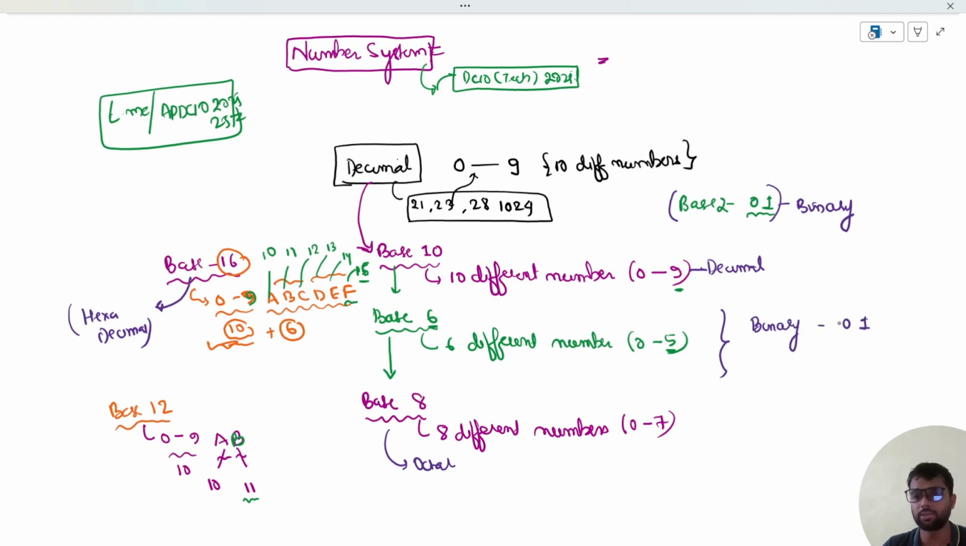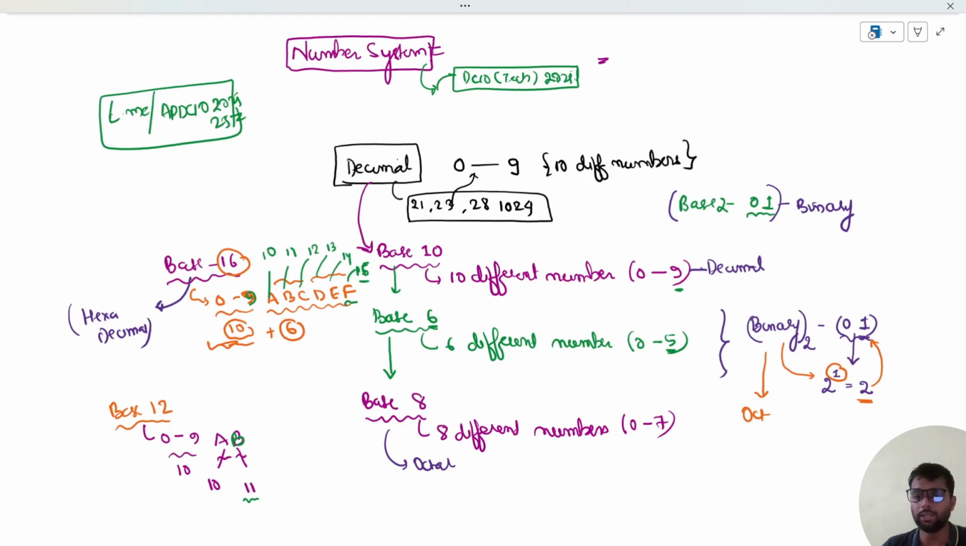Only 0 and 1. These are the two different numbers allowed in binary because its base is 2. Only up to 1 we can add, which makes a total of two different numbers. So 2 raised to the power 1 gives us the different numbers in it. To represent a binary number, we only require how many bits? 1 bit. Because 2 raised to the power 1 is 2, and the maximum number of different numbers in the binary system is only 2.